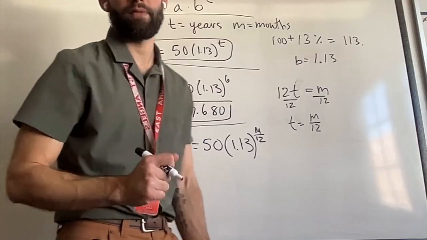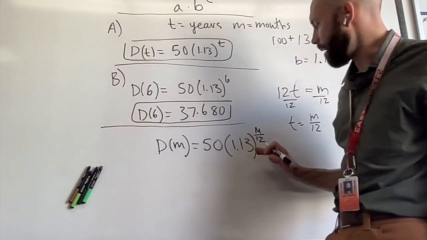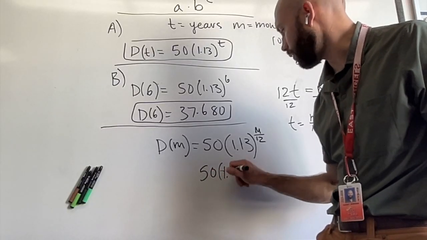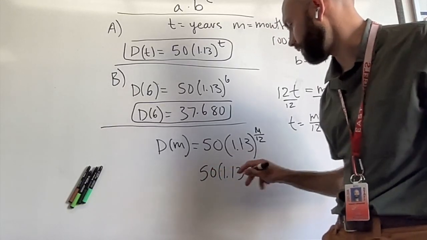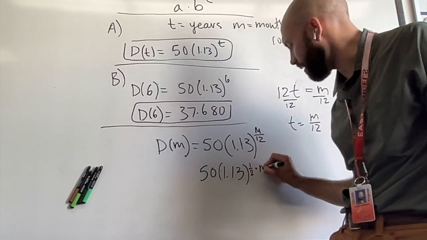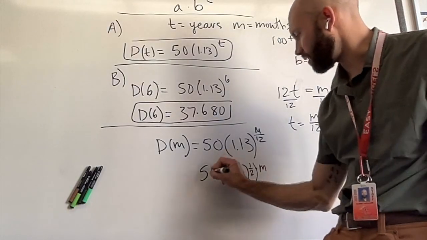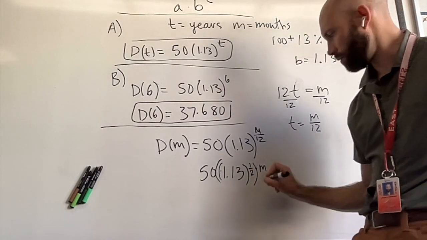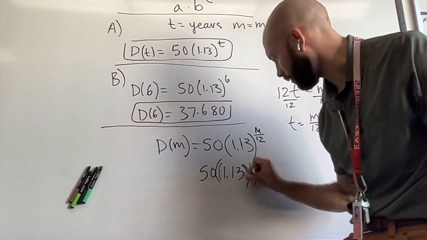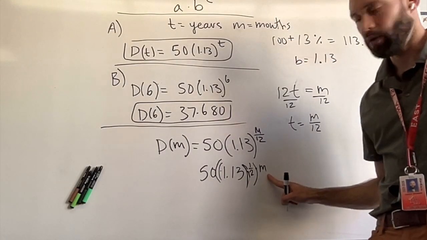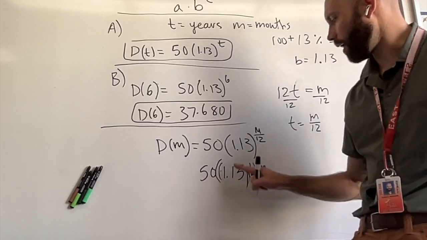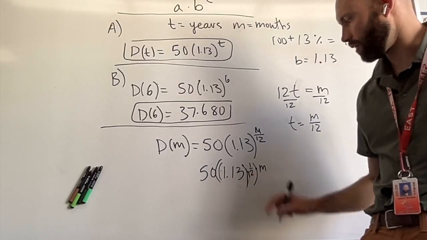But I could take this a step further. I could take m over 12 and split it up so that 50 times 1.13 is equal to 1/12 times m, right? So this is essentially an exponent raised to an exponent. 1/12 times m, right? Because m twelfths is 1/12 of m. So now I could actually do 1.13 to the 1/12.